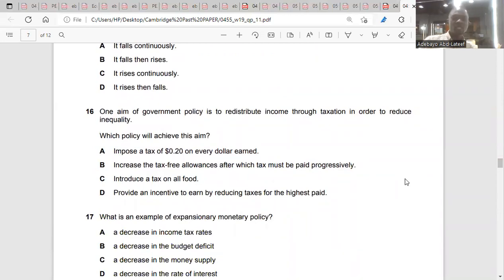One aim of government policy is to redistribute income through taxation in order to reduce inequality. Which policy will achieve this aim? The government aim is to redistribute income. And when you are redistributing income, it means you want to bridge the gap between the rich and the poor. Do you understand? The government is trying to reduce the gap between the rich and the poor. That is what we mean by the distribution of income. Okay. So, which policy will achieve this aim?